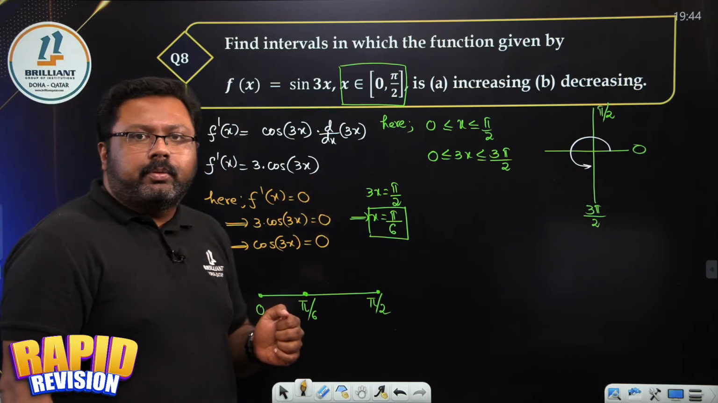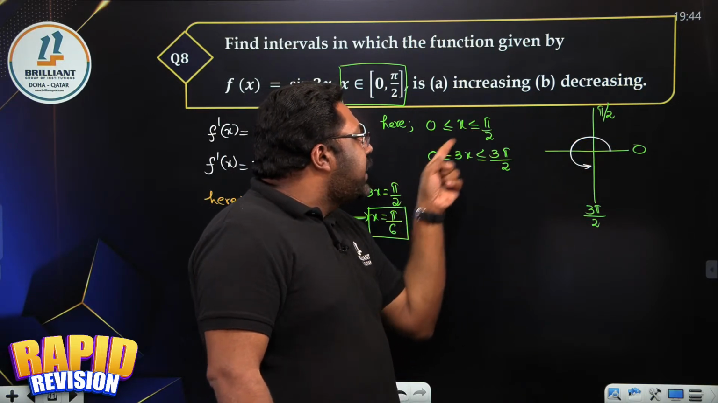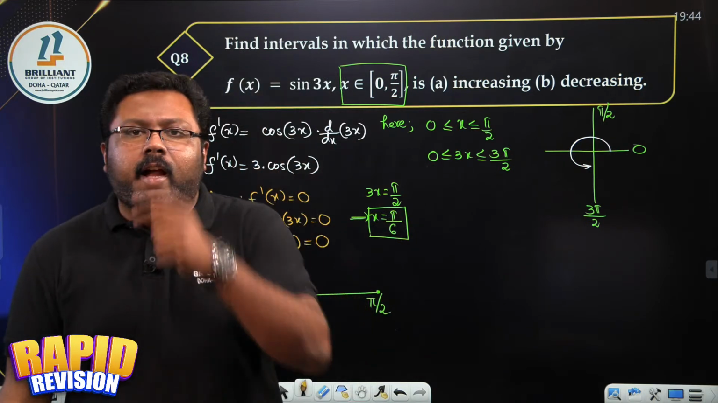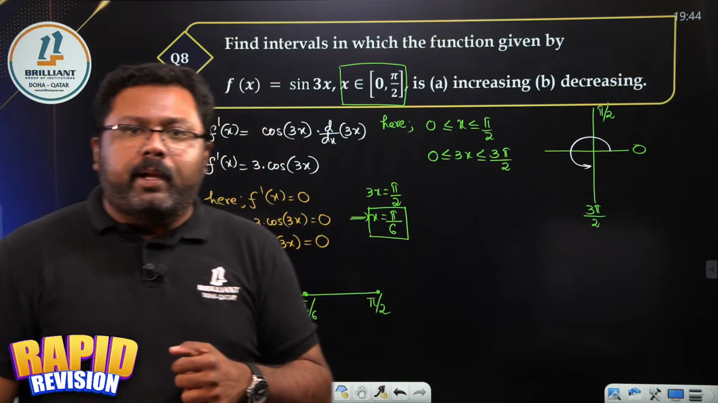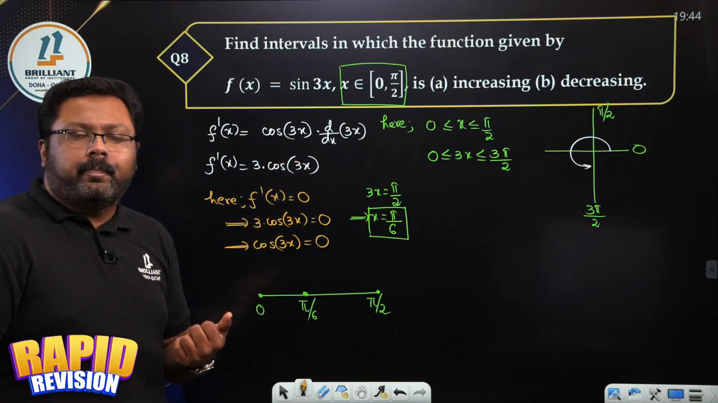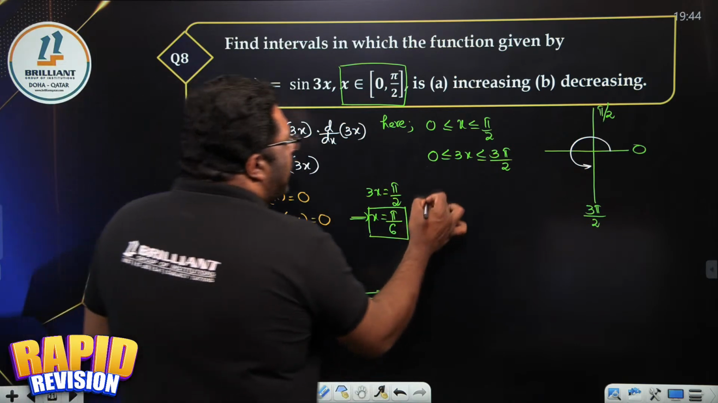3x is pi by 2, because if x is from 0 to pi by 2, 3x can go up to 3 pi by 2. So I can consider any angle from 0 to 3 pi by 2, which makes cos 3x 0. And there's only one angle, that's pi by 2. Okay, now let's think about the intervals.